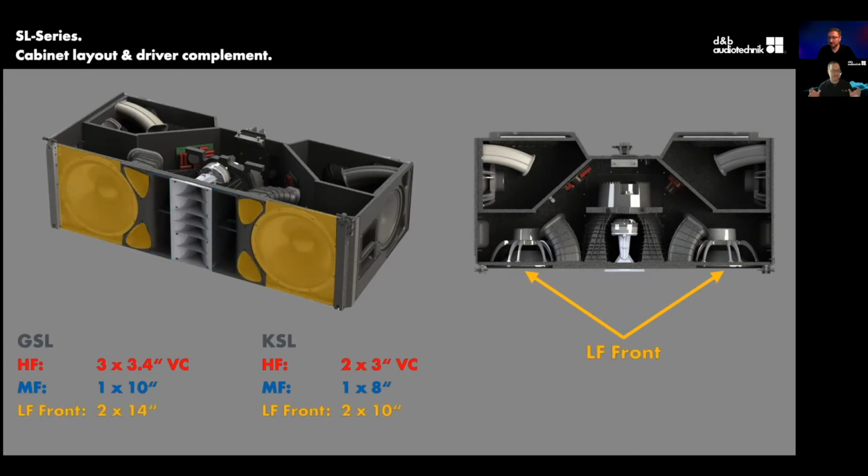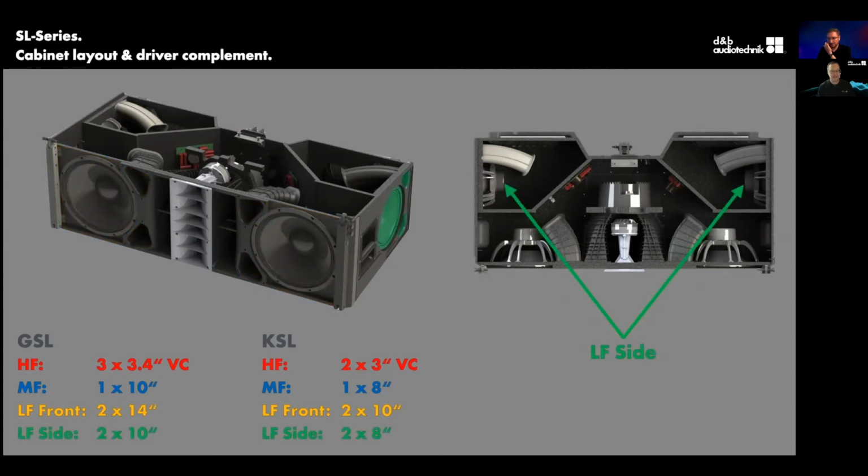And then we can see the forward firing drivers there with their bass reflex ports. Those are highlighted a little bit better too. So we have the forward firing 14s on the GSL and then the 10s for the KSL. And then not to be left out is our side firing drivers, where we can also see the bass reflex ports there. So the double 10 and then the double 8.